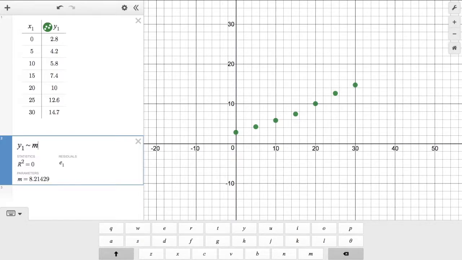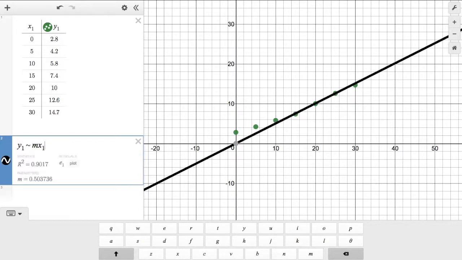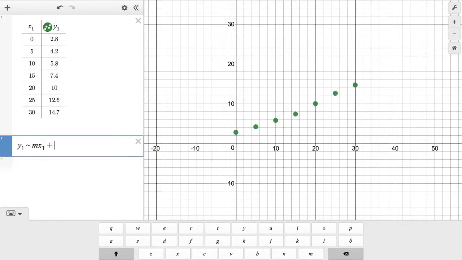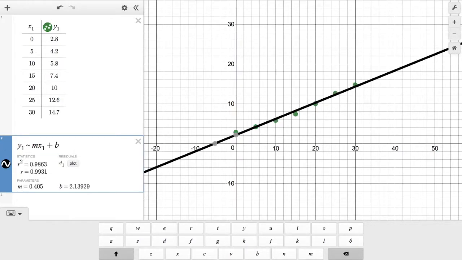Slope, y equals mx plus b. In this case, it'll be y1 is approximately equal to mx1 plus b. Super interesting that all this pops up right afterwards. The line you can see goes pretty much right through these dots, and it gives you the slope m right here, 0.405, the best possible slope you could have, and the b value, 2.1, right here. So that's really great because it helps you figure out the linear regression.